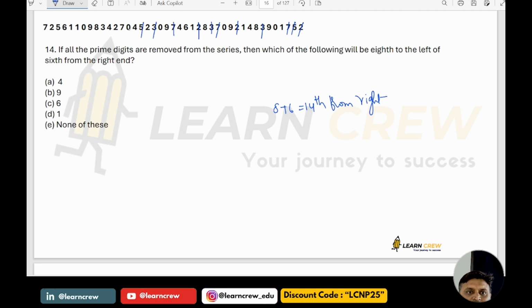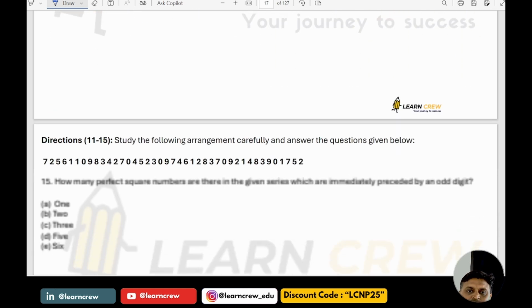So please see now. I hope you will get the 14 from right. What is 14 from right? First, second, third, 4, 5, 6, 7, 8, 9, 10, 11, 12, 13, 14. So I hope it is 0. It is 0. So the answer is none of these.